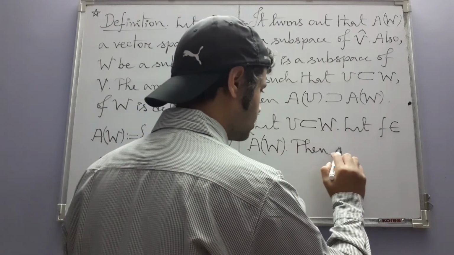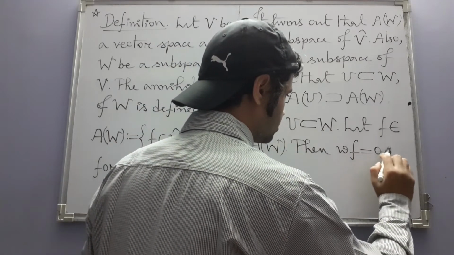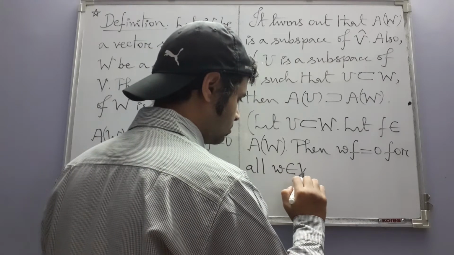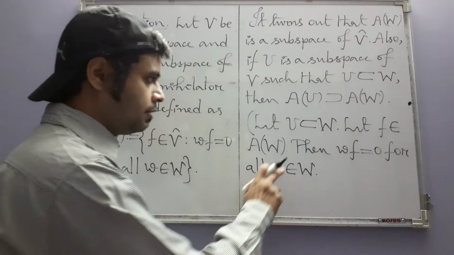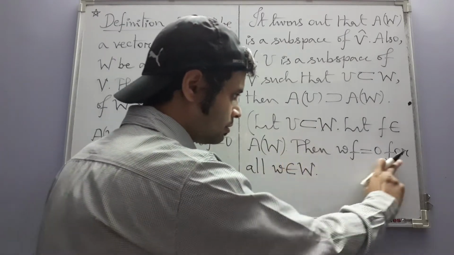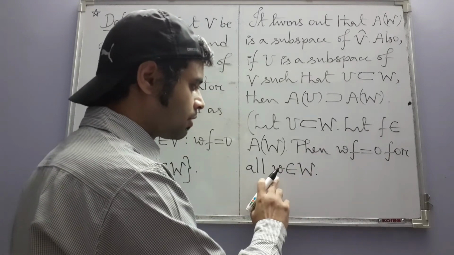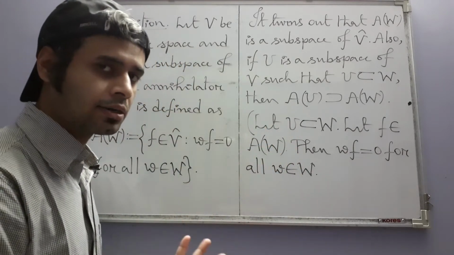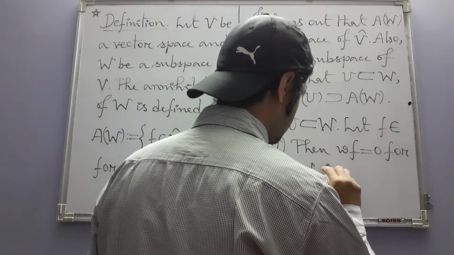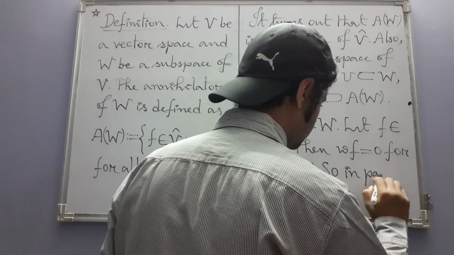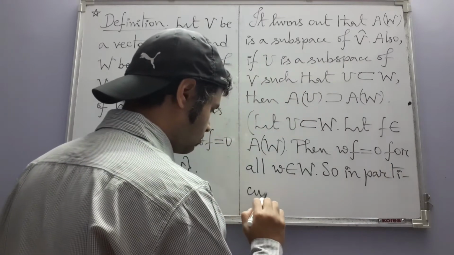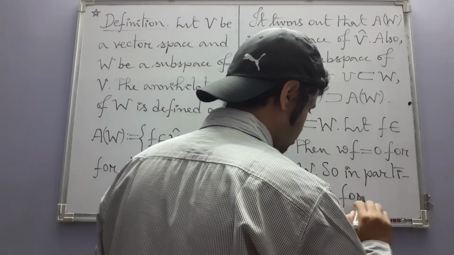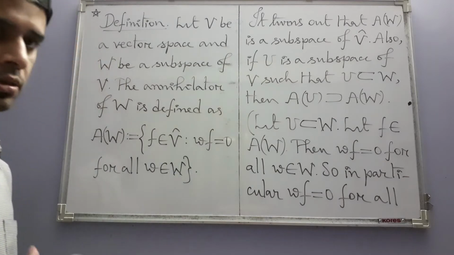Then by definition of A of W, f of w is equal to 0 for all w belonging to W. But now note that U is just a subset of W. So whatever we are saying here, which is true for all the elements of W, in particular they are also going to be true for all the elements of U. That is because U is just a part of W. So in particular, f of w is equal to 0 for all w in capital U.